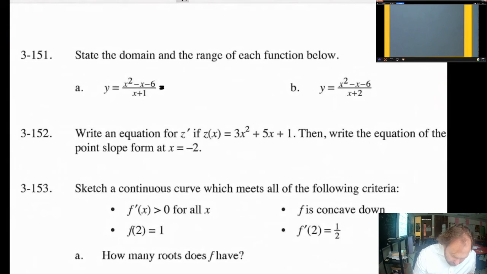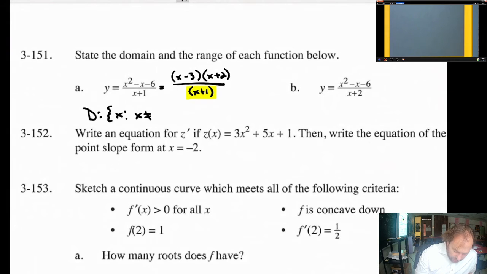I could factor. Can I factor the top? I can. It would be x minus 3 and x plus 2. I think I got that right. Over x plus 1. Well, I know right away the domain is that x cannot be negative 1. Domain is all x's such that x is not equal to negative 1, because that would cause the asymptote to happen. And I think that since the degree on top is higher than the degree on bottom, the range is probably going to be all real numbers.